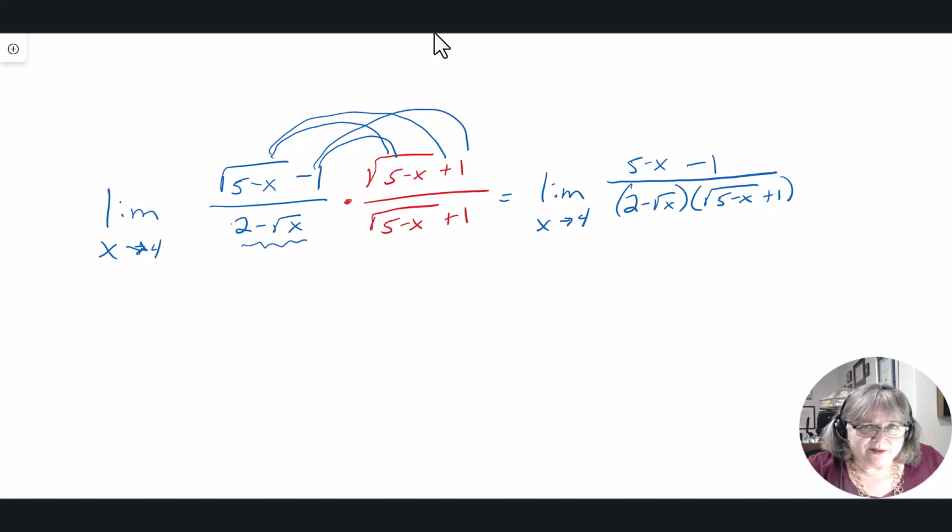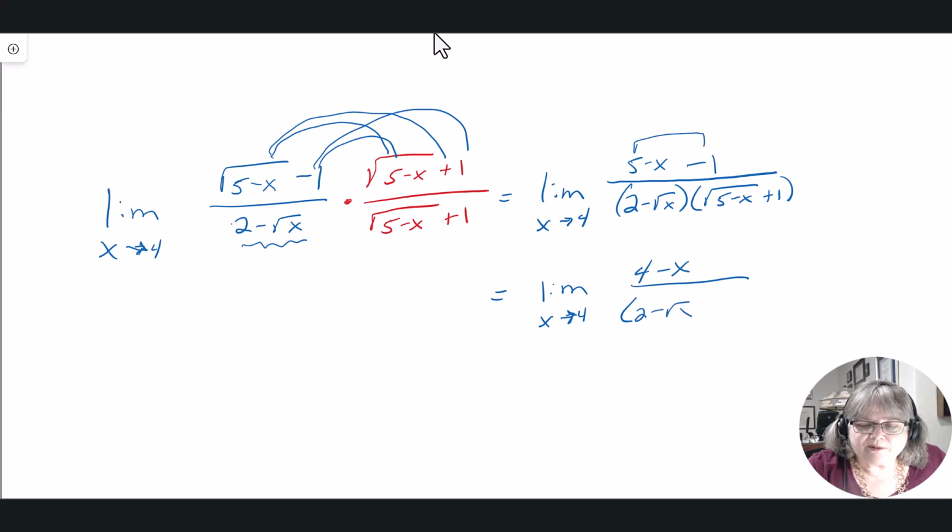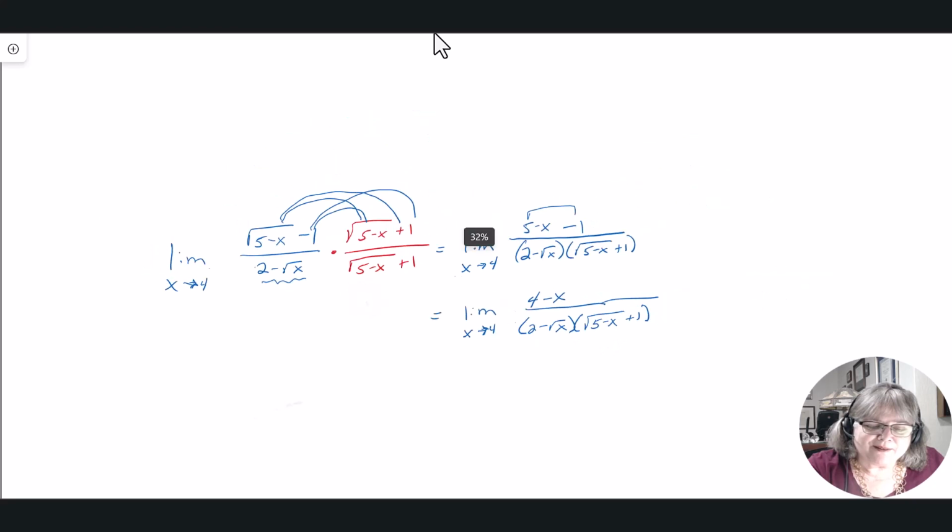Okay, are you all right so far? All right. So we have the limit as x approaches 4 of, let's see, 5 minus 1 is 4 minus x, over 2 minus the square root of x, times the square root of 5 minus x plus 1. And you look at that and go, well, hey, I'm running into this brick wall on this one too. And then you think, nope. Look back over here.